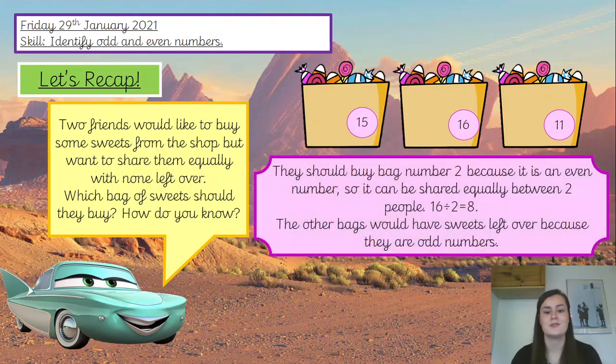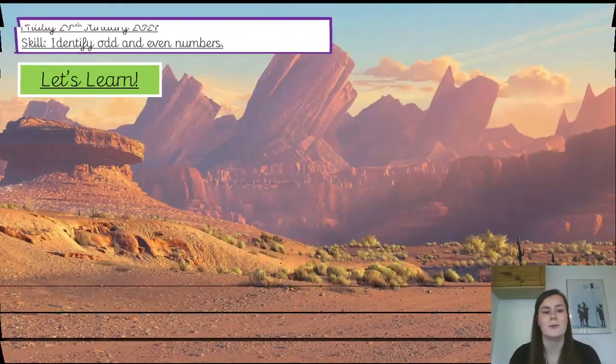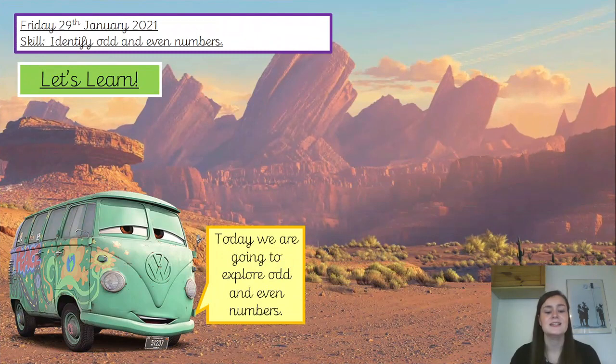Okay, well done. So hopefully you said that they should buy bag number 2 because it is an even number, so it can be shared equally between two people. Because 16 divided by 2 equals 8, so they would have 8 sweets each. The other bags would have sweets left over because they are odd numbers, because 15 can't be divided equally between 2 and neither can 11. So hopefully you said 16 was the bag of sweets that they should buy. Well done. Okay, today we are going to be exploring odd and even numbers.